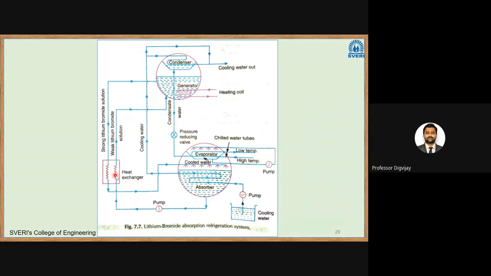For the rest, we have a heat exchanger, then we have a pump. This is the main pump, which replaces the compressor to increase the pressure, and then we have the other tubing and piping system. So in this case, the generator and condenser are grouped together in one shell, and the evaporator and absorber are grouped together in one shell. Then we have a heat exchanger here. So let us see what is happening here.